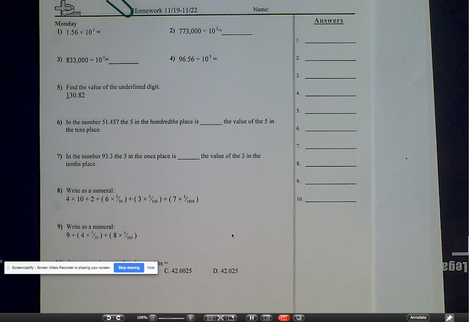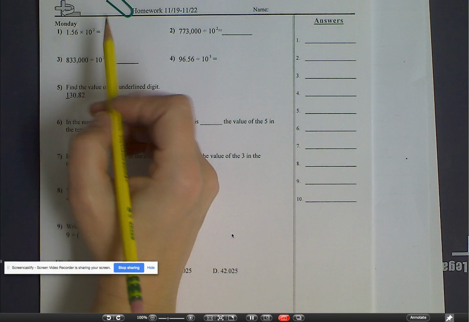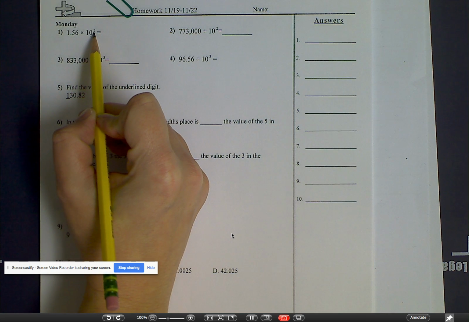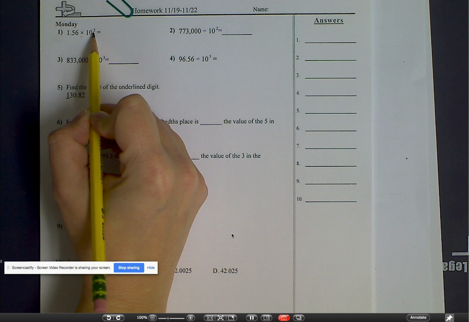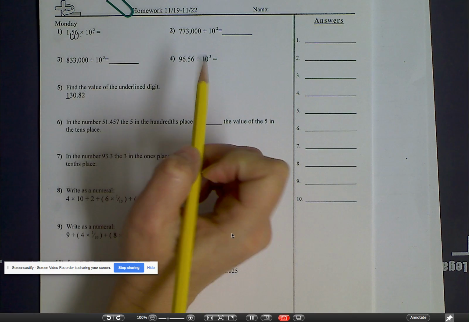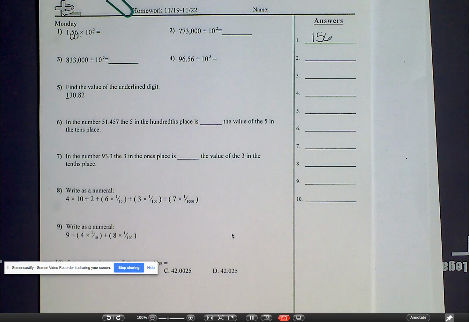All right, so number one is 1 and 56 hundredths times 10 squared. Anytime we're doing the powers of 10, you know that this is going to tell you how many places to move the decimal. And remember, when we have multiplication, our number is going to get bigger, so we're going to move the decimal to the right. How many places to the right? 2. So the only thing I'm doing is moving this 1, 2. So my answer is just 156.